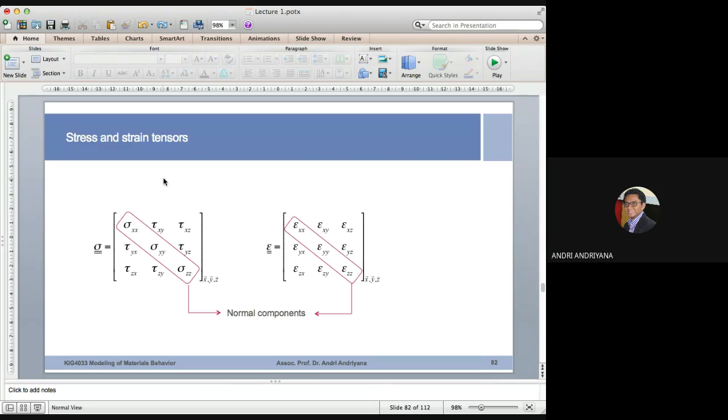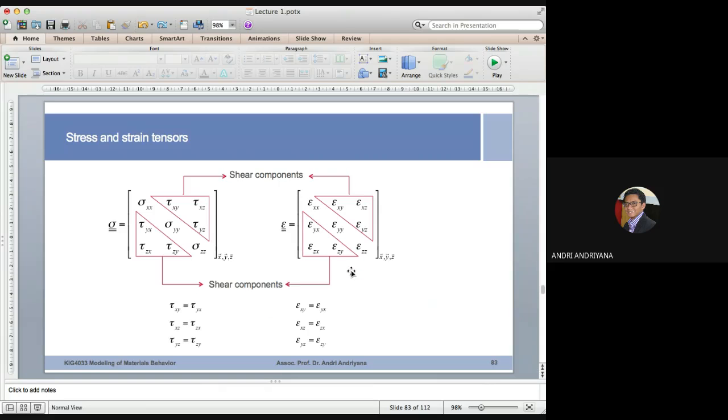We have said that those components located along the diagonal are called normal components. So these sigma xx, sigma yy, sigma zz are normal stresses. Epsilon xx, epsilon yy, epsilon zz are normal strains. Okay, and then the rest located outside the diagonal are shear components. If it is stress, then these are the shear stresses. If it is strain, then these are the shear strains.